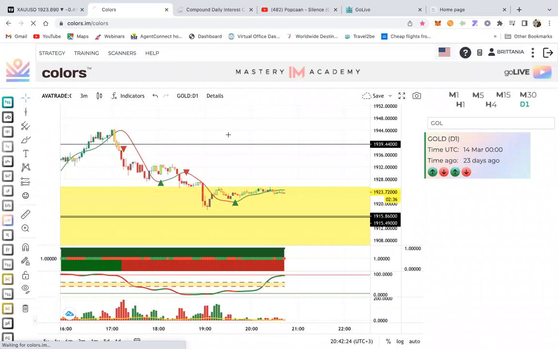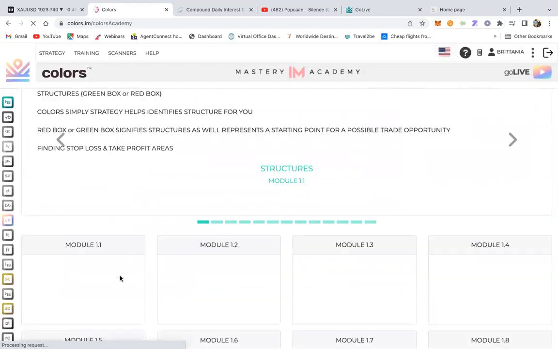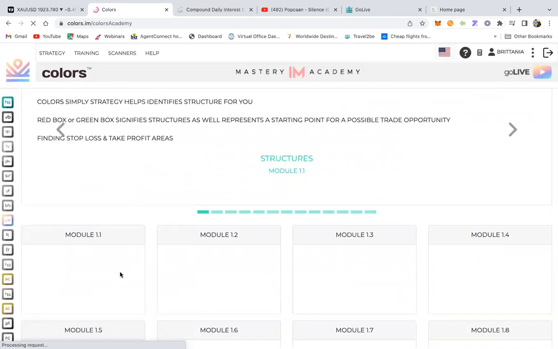What I just taught you, I simply break it down bit by bit. There are simple videos in the Colors Academy, and the first one literally teaches you how to set your stop loss and take profit, just what I just taught you. So module 1.1 is for your stop loss and take profit. Alex kept it real simple right there. No going on and on. We keep it very simple around here. Everybody does teach differently.